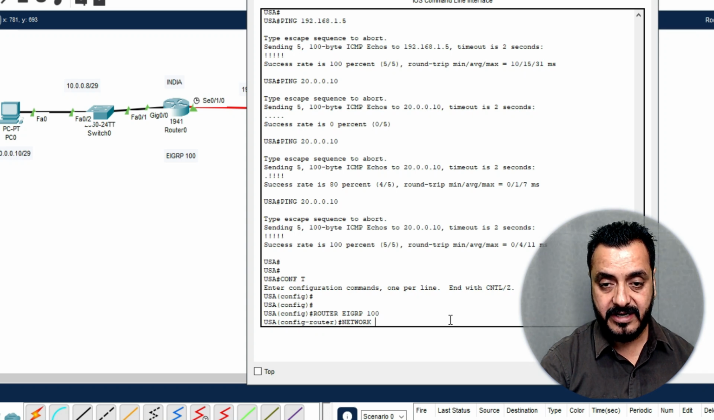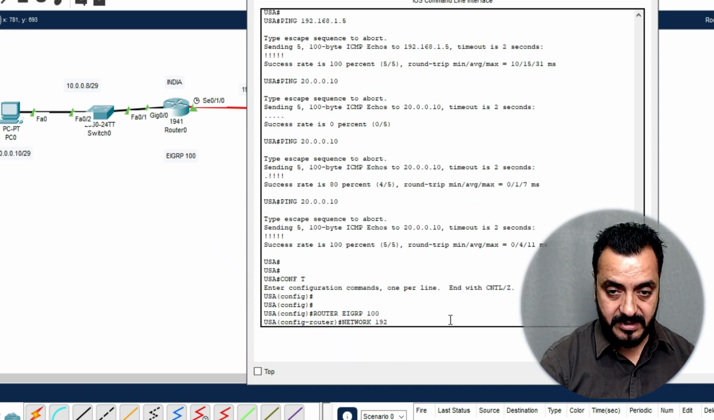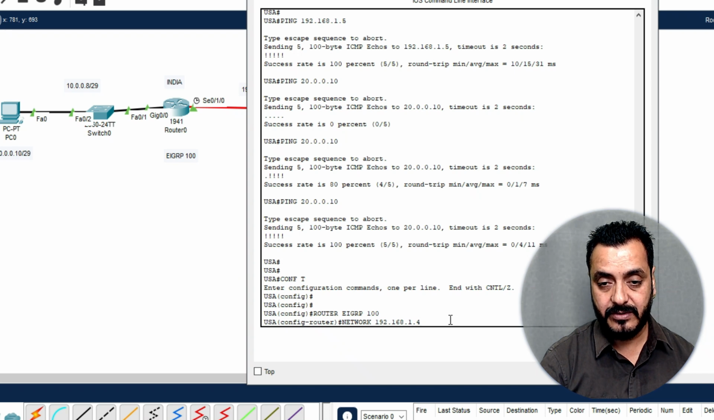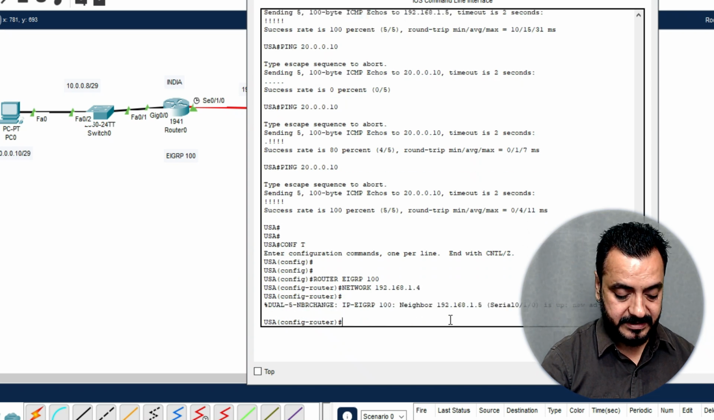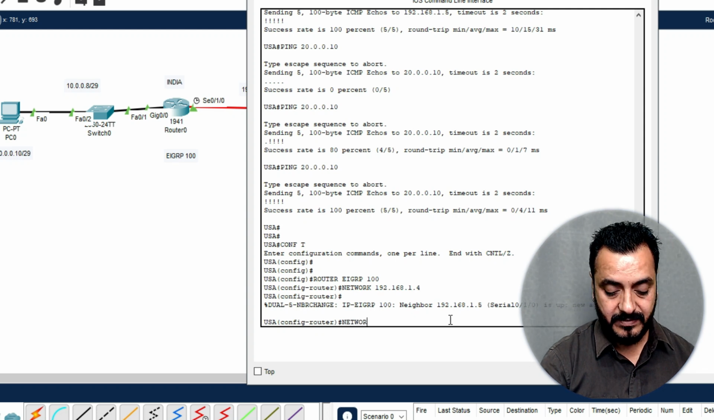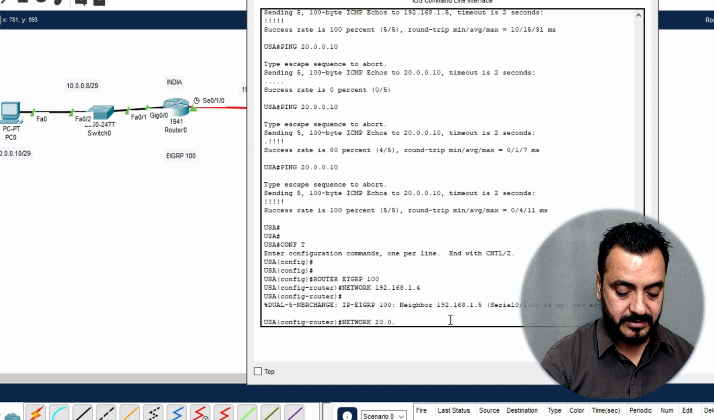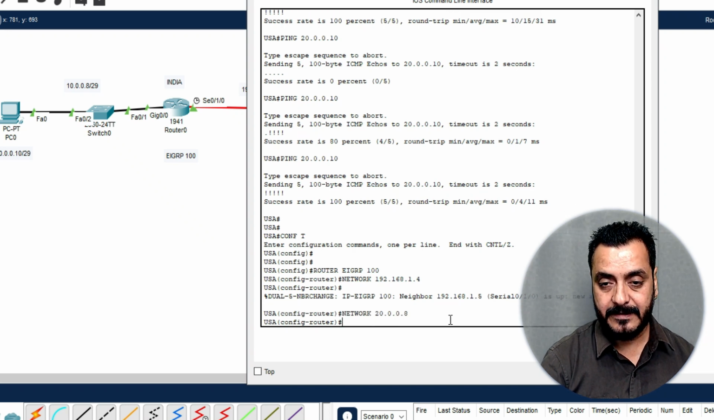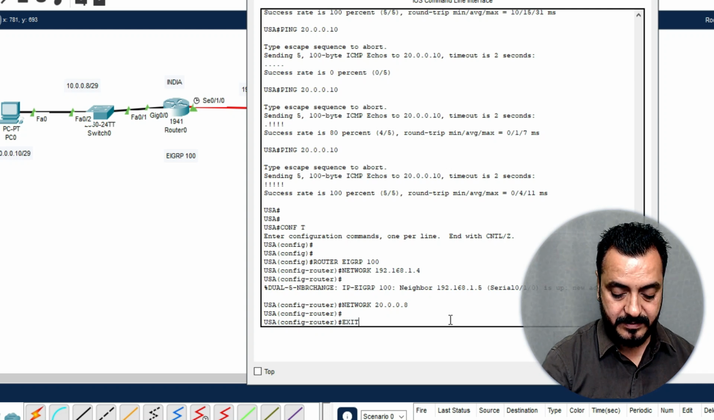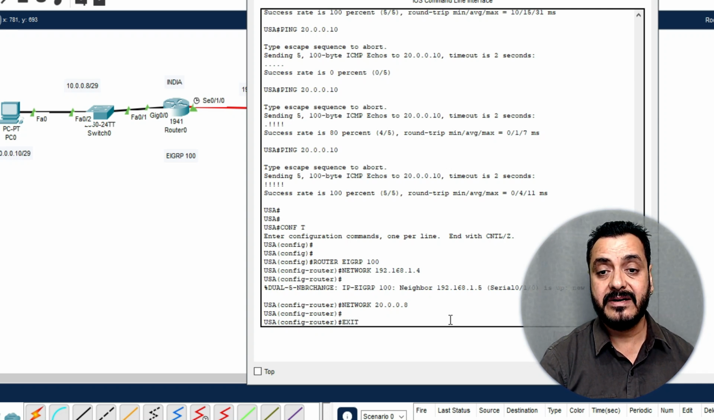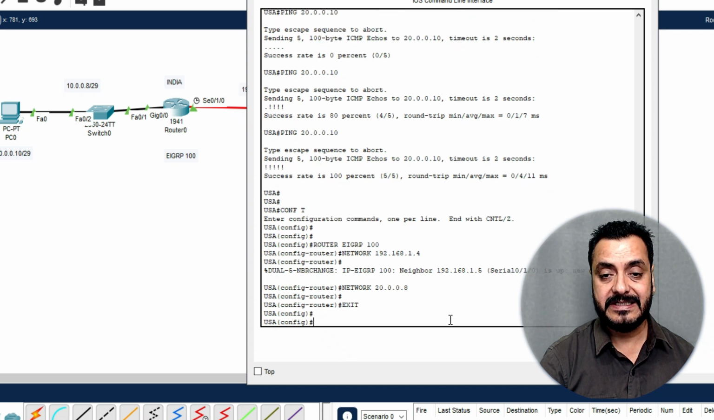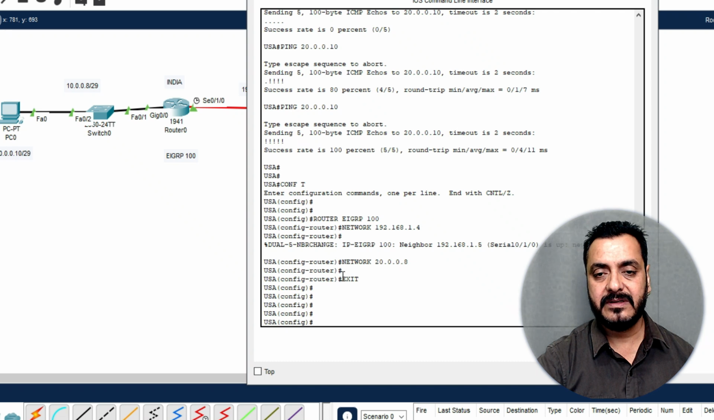Now enter the directly connected networks of the USA router. As you know, the first directly connected network is 192.168.1.4, that is on the left side of the USA router, and the second network, on the right side of the USA router, is 20.0.0.8. Press enter. That's it. We have entered both directly connected networks into the EIGRP routing table. Then exit. It means we have configured EIGRP on the second router, that is the USA router.